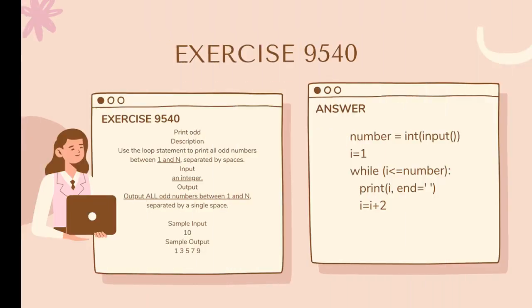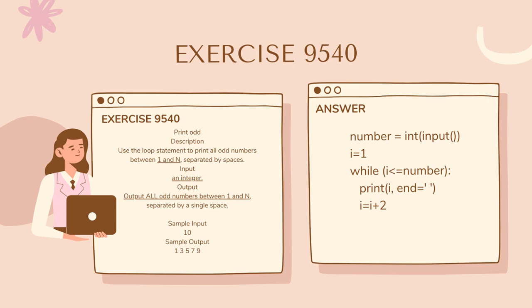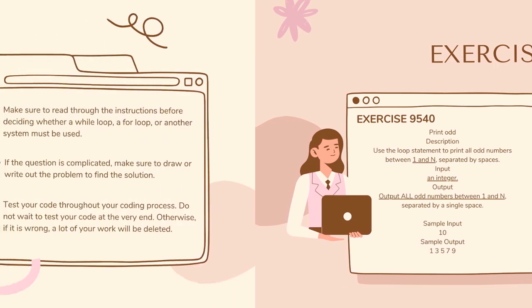Exercise 9540. First, the user must input an integer, n. Then, because the directions are asking for odd numbers, the starting number must be 1, i. So while i is less than or equal to n, the while loop will be repeated. Each time through the while loop, i will be printed, and then 2 will be added each time to i, which will print out all the odd numbers between 1 to n.